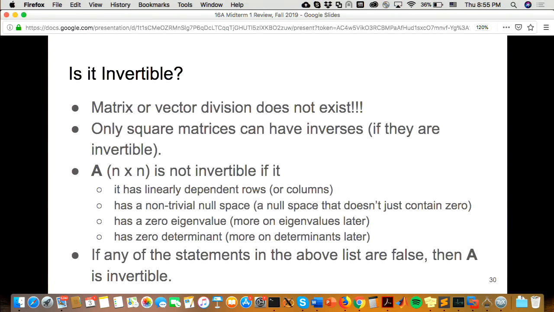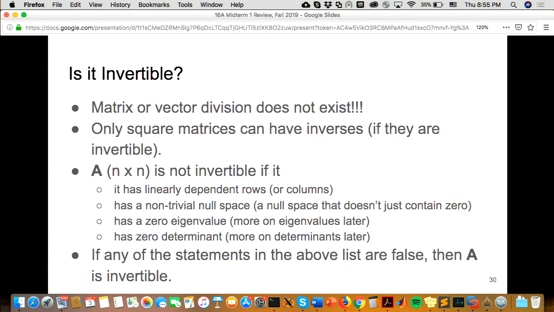Okay? So when is a square matrix non-invertible? It's non-invertible, first of all, if it has linearly dependent rows or linearly dependent columns. It's also non-invertible when it has a non-trivial null space, right? If it has a 0 eigenvalue, which we will talk about later, or if it has a 0 determinant, which we will also talk about later. Now, if any of these statements turns out to be false, the rest are guaranteed to also be false, so the matrix is going to be invertible.